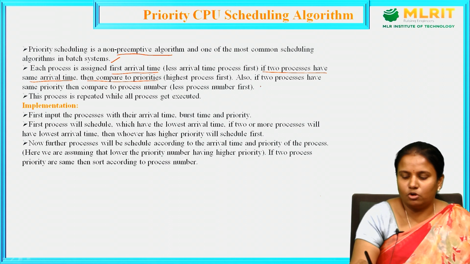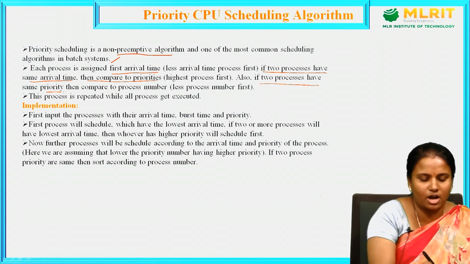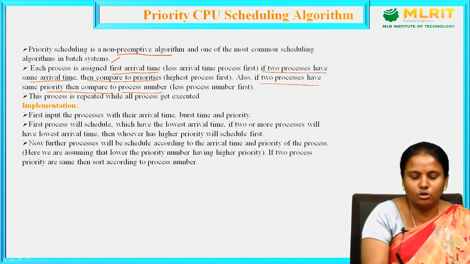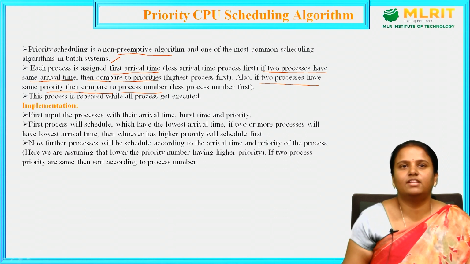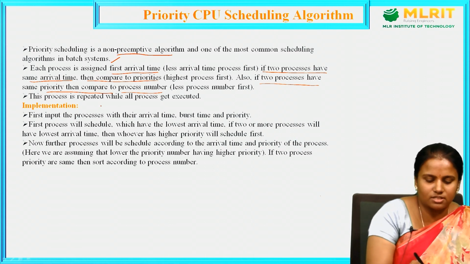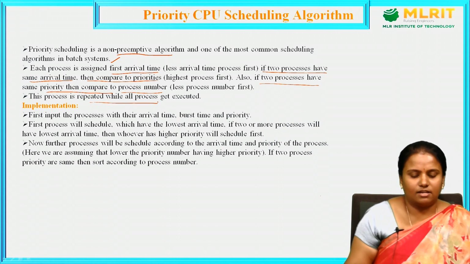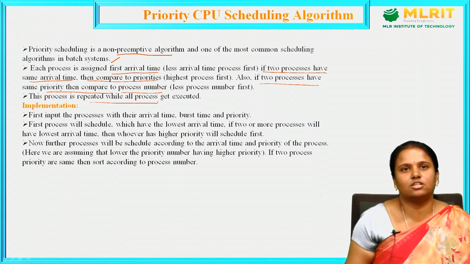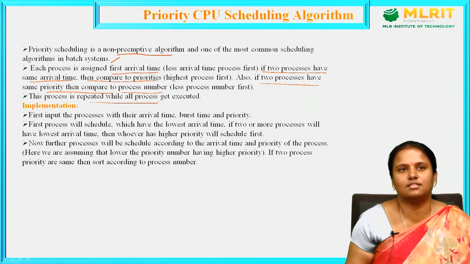If two processes have the same priority, then compare the process numbers, that is P1, P2. The one with the lesser number will be executed first. That is how priority works. This process is repeated until all the processes get executed.